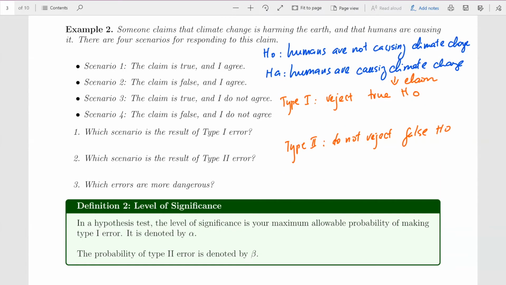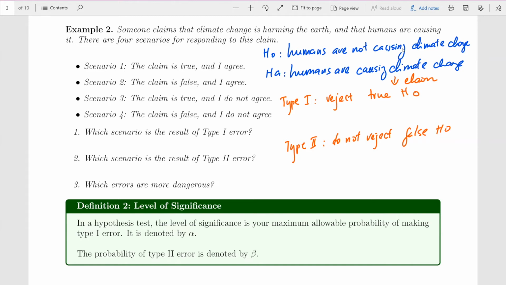Let's look at an example on type 1 and type 2 errors in hypothesis testing. So someone claims climate change is harming the earth and that humans are causing it. There are four scenarios for responding to this claim. First, the claim is true and I agree. Second, the claim is false, I agree. Third, the claim is true and I do not agree. And fourth, the claim is false and I do not agree.